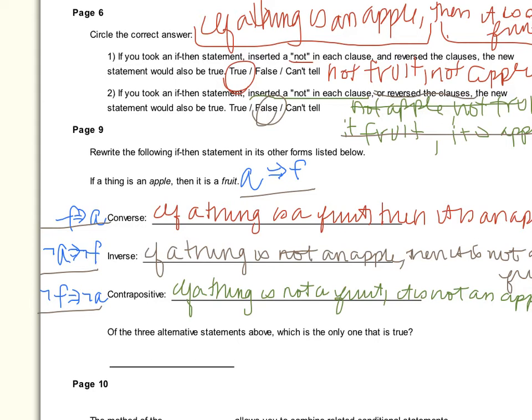Of these three, what we call alternative statements, converse, inverse, and contrapositive, the only one of those that's actually true is the contrapositive. And we talked about that up here. This number 1 up here is the contrapositive. Number 2 is talking about the converse and the inverse.